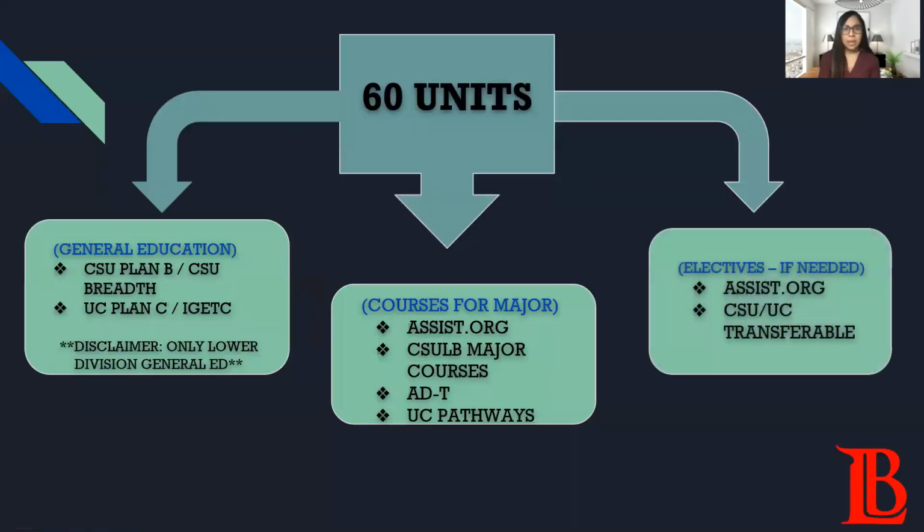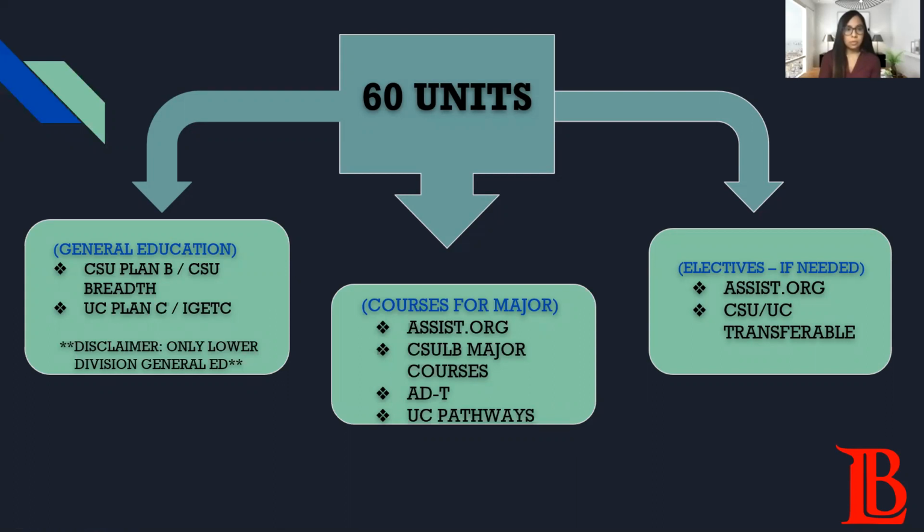So let's do the math here. As you can see, the magic number here is 60 units. Every student needs 60 transferable units in order for them to transfer to their desired university. Now you're wondering, well, how are we going to get the 60 units? Well, let's look at these three little boxes that we have here. I just want to note that the order that I'm going to be giving them in is not the order that you have to do it in.